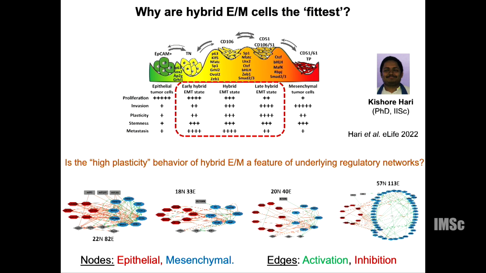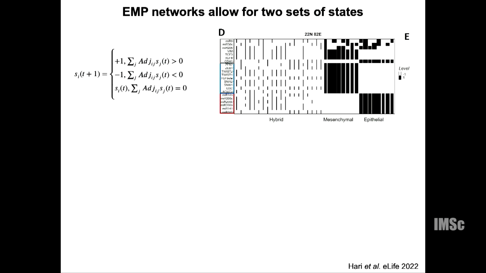And this has been well established in the literature. Now, when you simulate this network using the same strategy, you again see something very similar to what was noticed in the small cell lung cancer case. There are a bunch of states where all mesenchymal nodes are on and all epithelial nodes are off. A bunch of states where all mesenchymal are off, all epithelial are on.